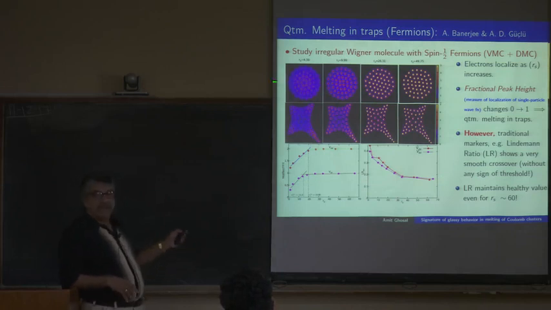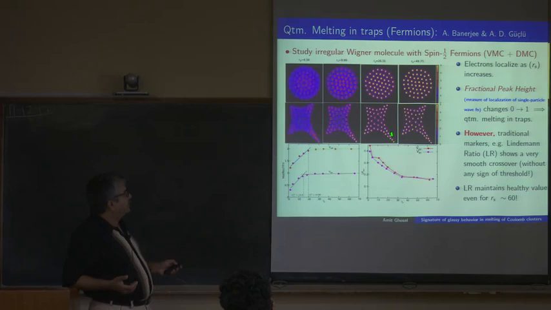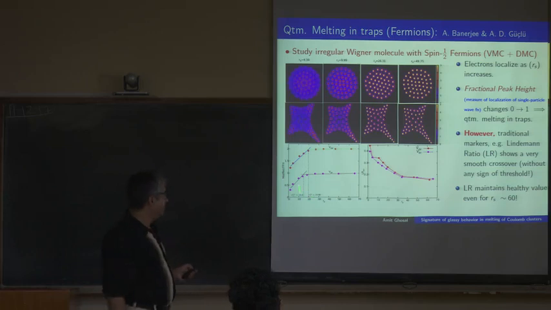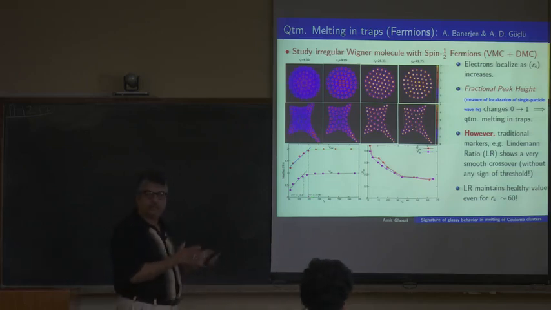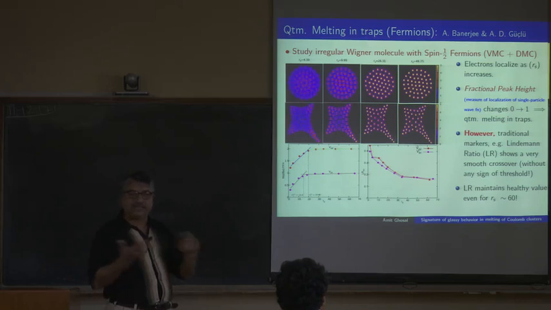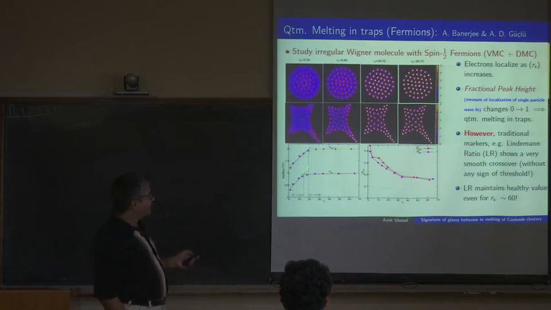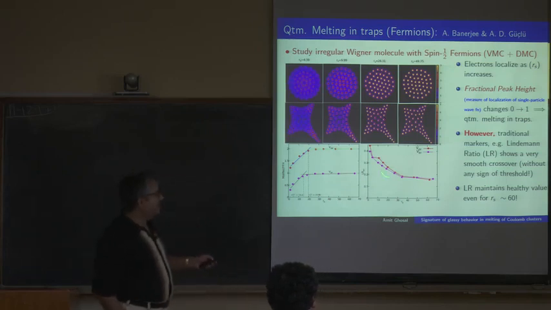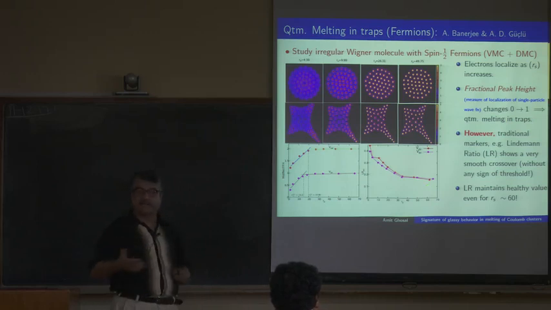So here we see the melting, of course, for spin half. There are interesting things. We can identify some sort of a crossover value of RS for the melting, RS meaning the potential versus kinetic energy, that is, the interaction effect. What is very interesting is that there are some identifiers which say that there is melting, and this has been done in the literature at least for circular traps. However, some other quantity like the Lindemann criterion shows a very smooth changeover, and it has a very healthy value even at a very large RS, where you are expected to have a solid.